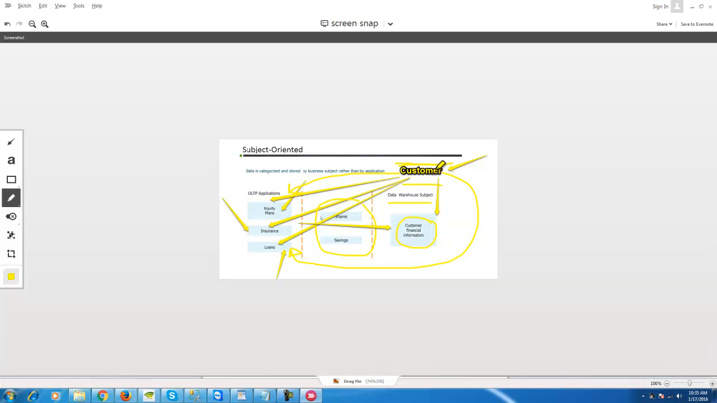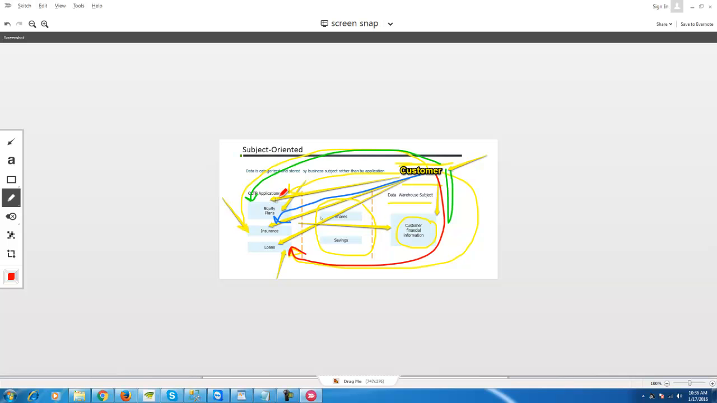The same customer might be present in insurance with a different address, right? Since the address is different, I'll say this is a different address. The same customer is having a different address in the insurance bucket, and the same customer is having a different address in the loans bucket. So the same customer has different information and different addresses.